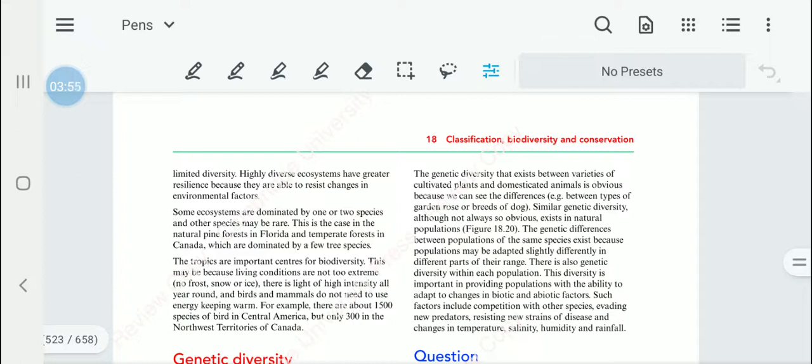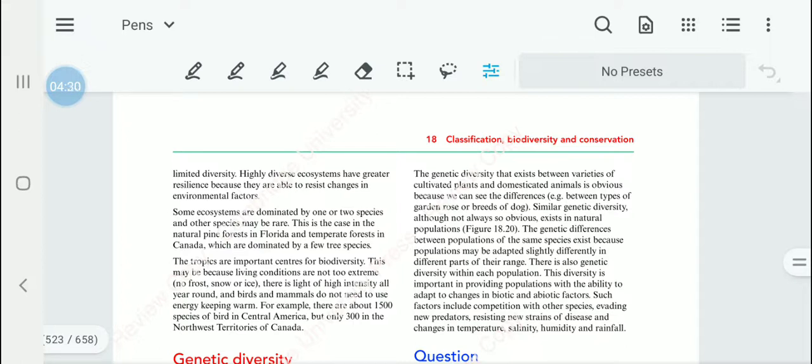Now, the natural pine forests in Florida and temperate forests in Canada are dominated by a few species. So if one thing changes, the entire thing will collapse, because the biodiversity is less and they are affected by it extremely.